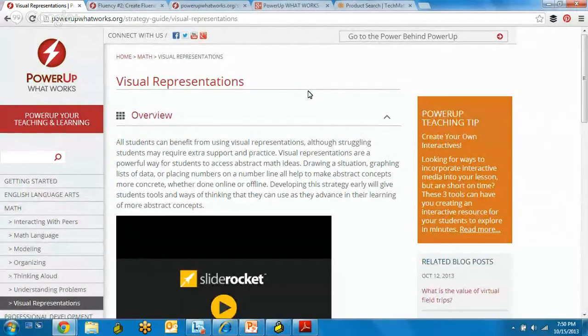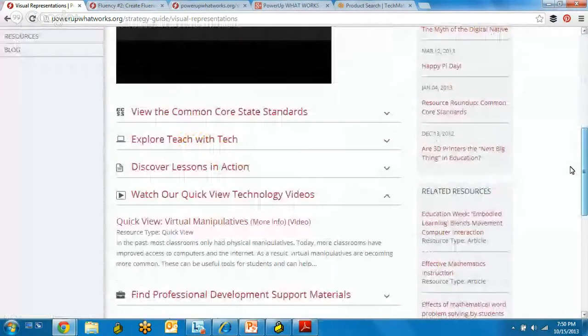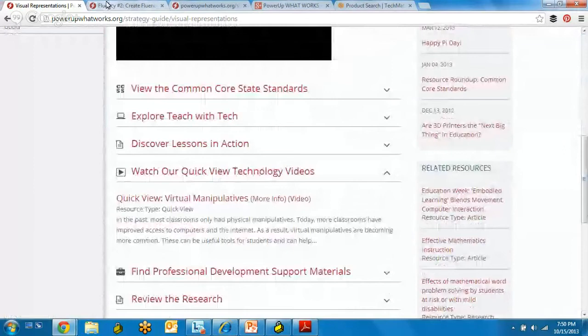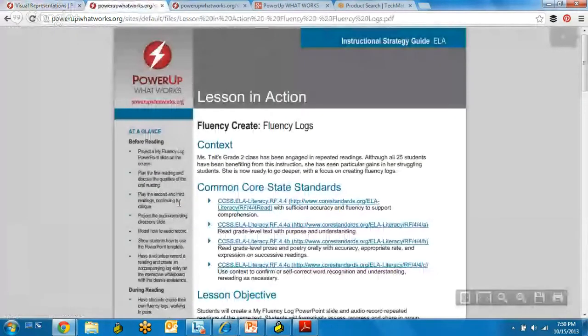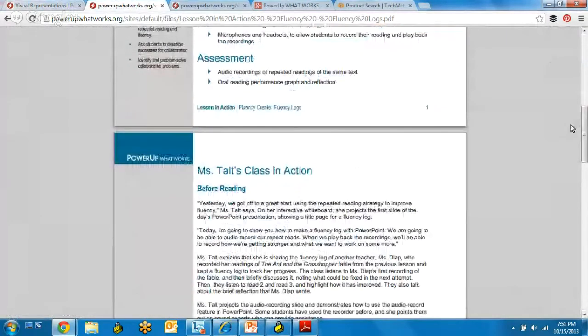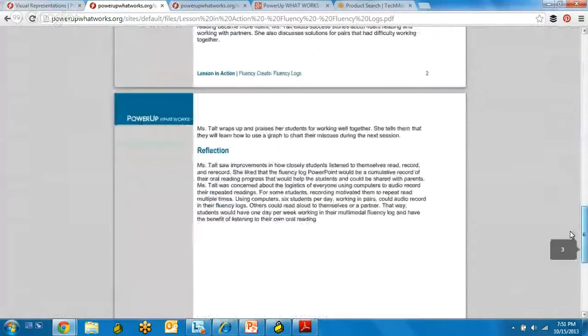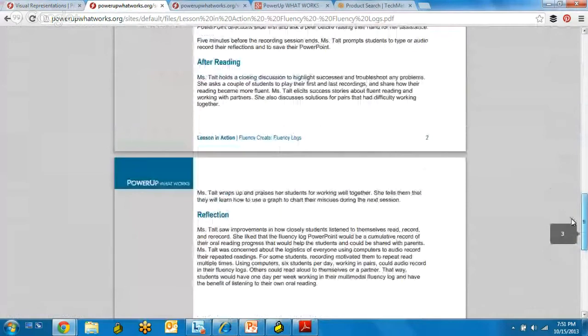Yes, definitely. You know that in each lesson in action, we always had, as part of the context at the beginning, what the teacher was doing for formative assessment. And also at the end of the lesson, our lessons are divided into before, during, and after. And in the after part, the teacher is going to be using audio recordings of repeated readings. This is fluency. But then after reading, she comes back to do that. So that's in each one of our lessons in action.